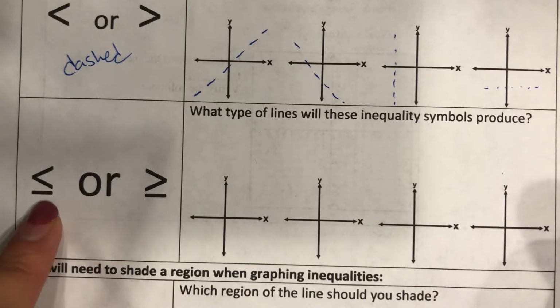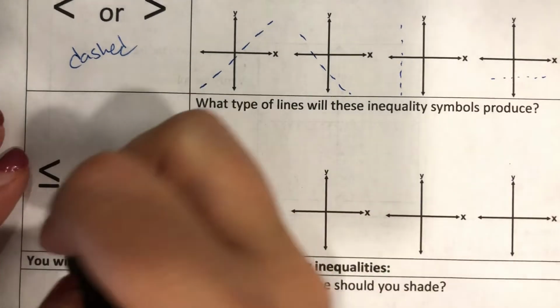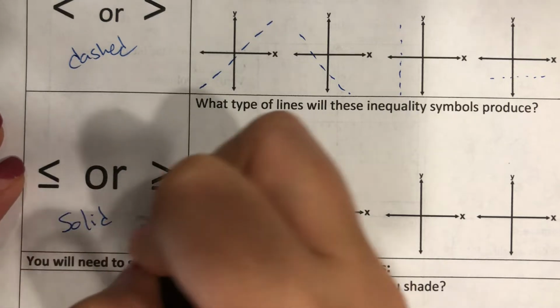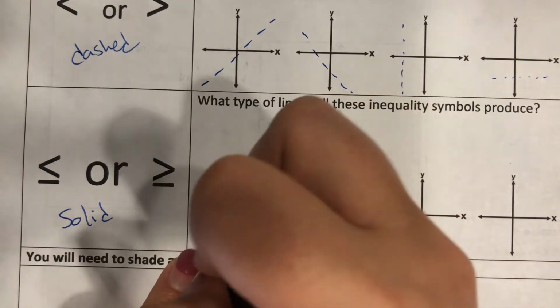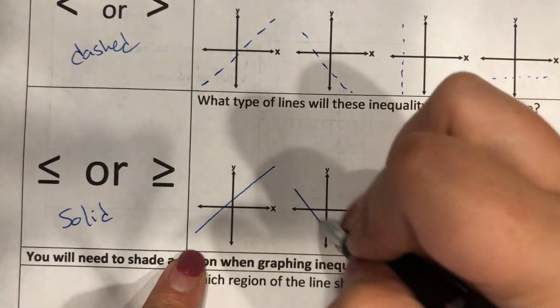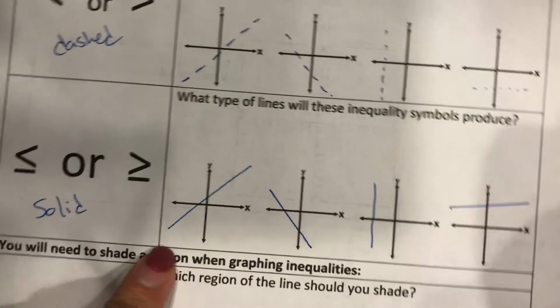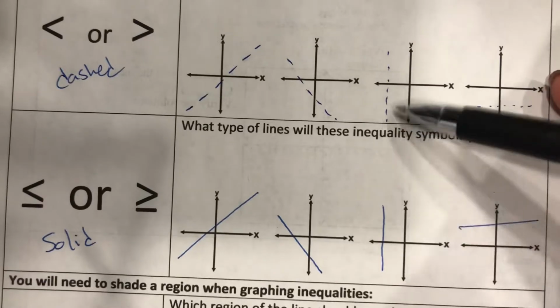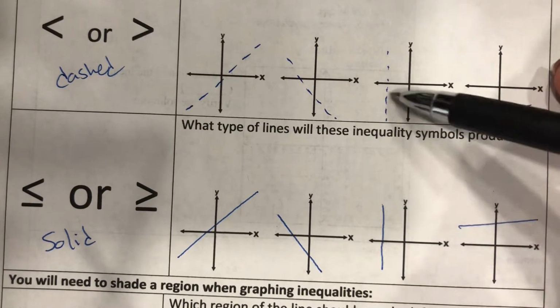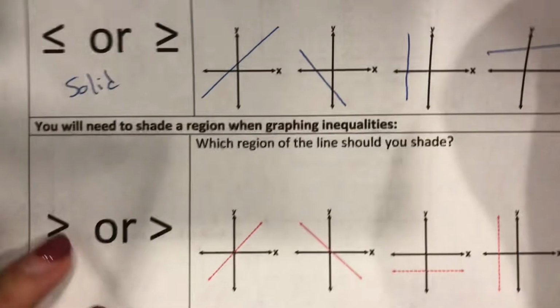What about the second one? Now I do have a line on the bottom. That means I'm going to have a solid line. So I'm going to have a line going this way, or a line going that way, or a line going this way, or a line going that way. Again, solid lines. So that's us talking about the two types of lines we're going to have depending on which type of inequalities we get. Now, what about shading?